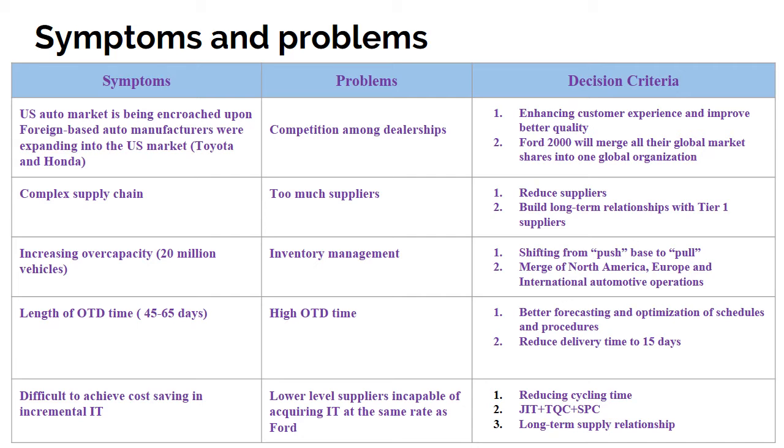The last one is, Ford found it difficult to achieve cost savings in incremental IT. The lower level suppliers were not capable of acquiring IT at the same rate as Ford. The tier one suppliers do have fairly solid IT capabilities, but this capability severely dropped when dealing with the tier 2 suppliers. At this point, Ford 2000 developed in-line vehicle sequence, which enabled Ford to receive parts quicker from suppliers. And the implementation of Ford 2000 also included just-in-time, total quality management, and statistical process control.